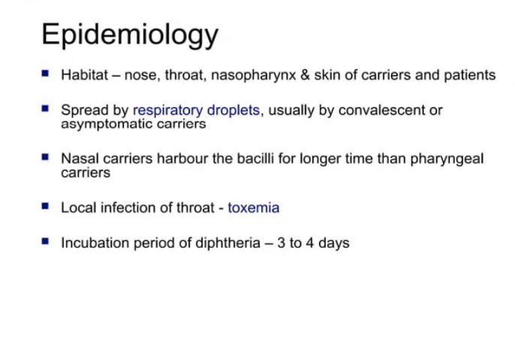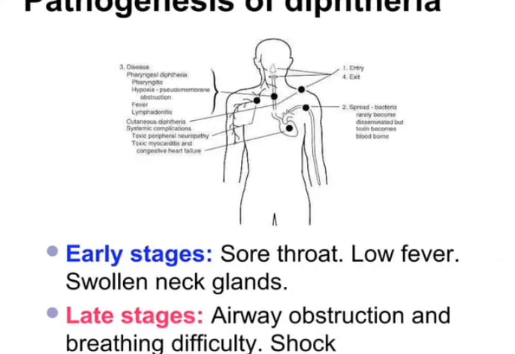Epidemiology. The habitat is the nose, throat, nasopharynx and skin of carriers and patients. They are spread by respiratory droplets, usually from convalescent or asymptomatic carriers. Nasal carriers harbor the bacilli for no longer than pharyngeal carriers. The local infection of the throat causes toxemia. The incubation period of diphtheria is 3 to 4 days.